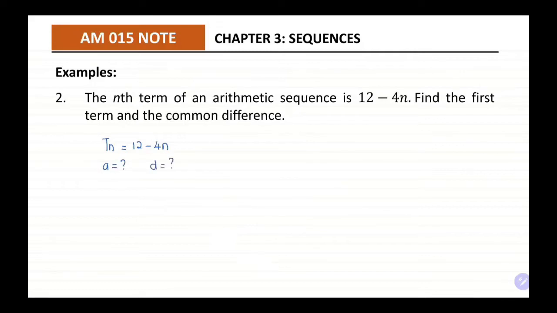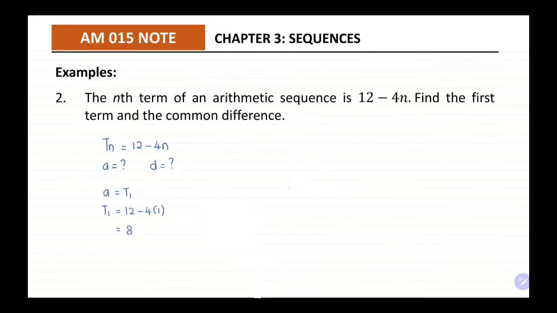To get the values for a and d, first we find a. Finding a is the same as finding T1. So to find T1, we substitute 1 into the nth term: 12 - 4 times 1. Then we get 8. So our first term is 8.